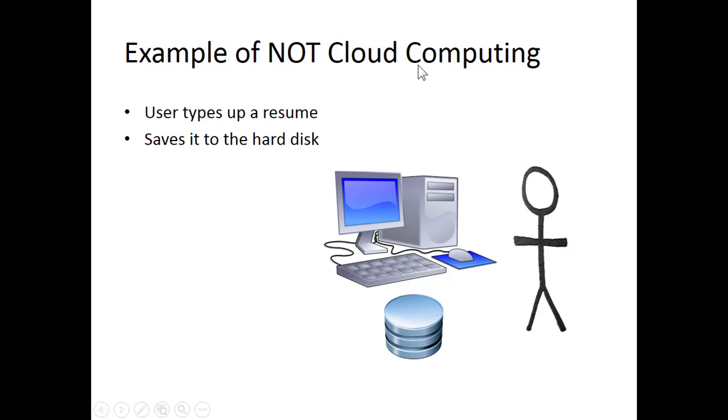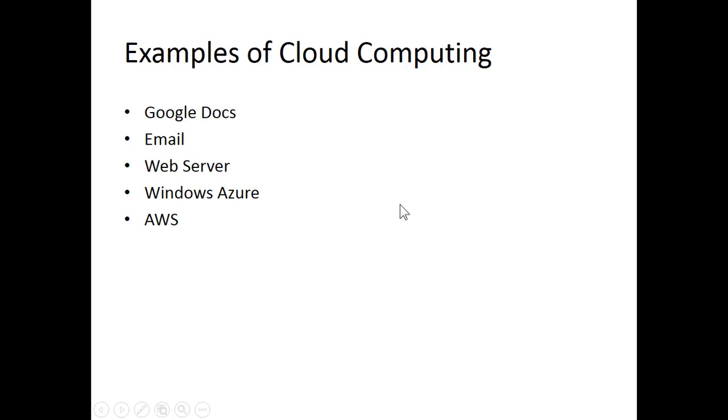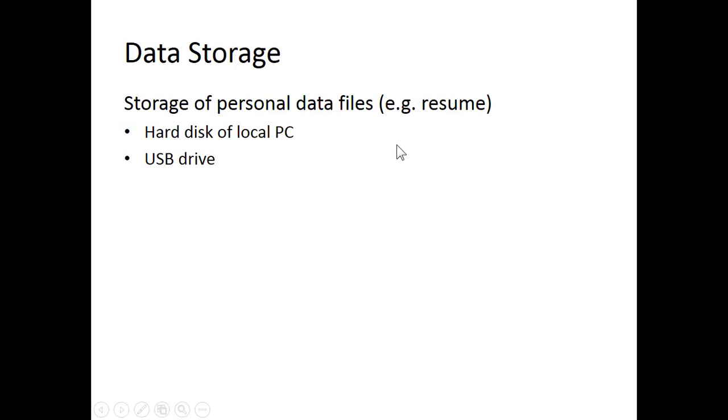An example of not cloud computing would be where a user types up a resume and saves it to the hard disk on his or her own local computer. But most of the computing we do these days involves using the cloud to a certain degree. So here are a couple of examples of cloud computing: Google Documents, email, Google Mail, web server, Windows Azure, and Amazon Web Services.